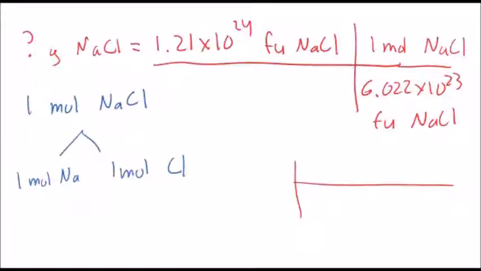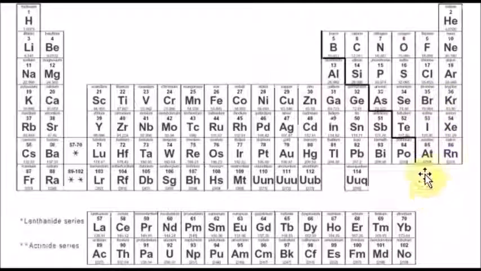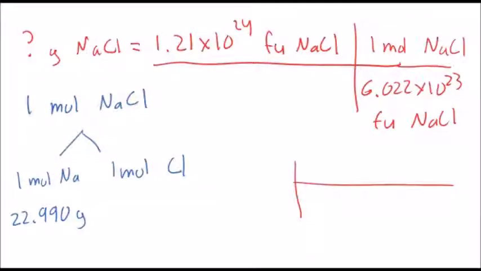Okay, so 1 mole of sodium is going to have a mass of 22.990 grams. Another way of saying this is the molar mass of sodium is 22.990 grams, once you get familiar with that term. And then 1 mole of chlorine, if you look here, chlorine has a molar mass of 35.453. The average atomic mass of chlorine is 35.453, so the molar mass of chlorine is 35.453 grams.